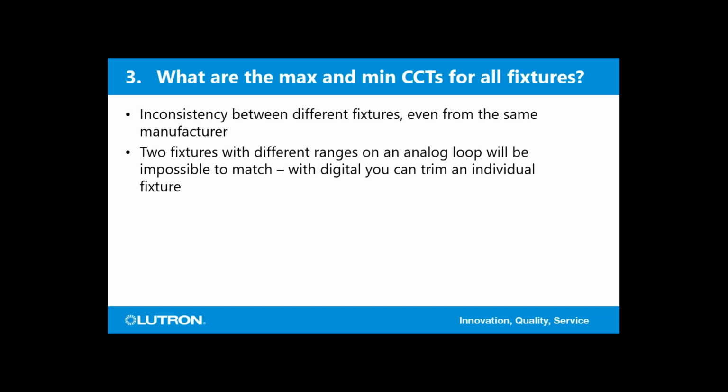And again, if you have two fixtures with different ranges on the same analog loop, so let's say you wire 0 to 10 volt to two fixtures and they have a different CCT range, then even if they're getting the same signal, they're getting 5 volts on the 0 to 10 line, they're going to be in the middle of each of their respective ranges, which will be different values if they have different ranges.